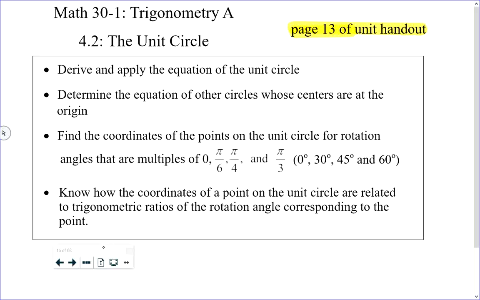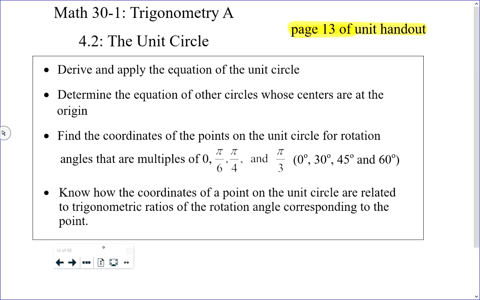Then this is what we're going to spend the bulk of our time on, finding the coordinates of points on the unit circle for angles that are multiples of all of these common angles. In other words, if I were to sketch the unit circle, it's a circle centered at the origin. We'll get to the details of it. And I draw a rotation angle of 315 degrees. That terminal arm, which has an arrow on the end of it, extends forever. It'd be in quadrant 4. And it's going to intersect that unit circle. It's going to intersect this circle.